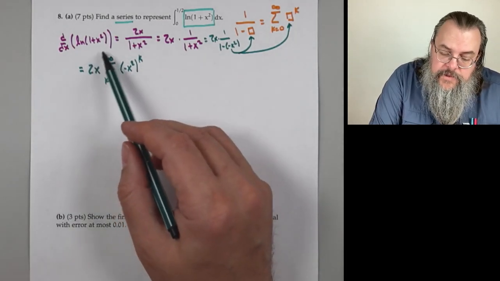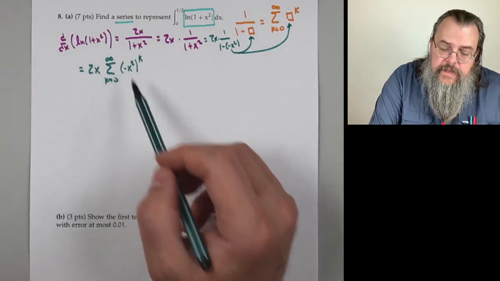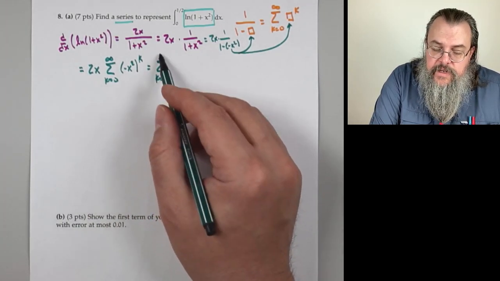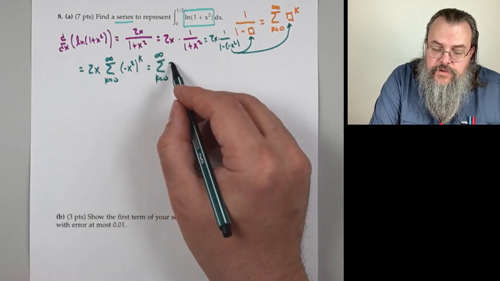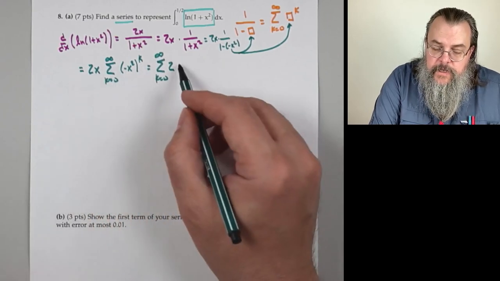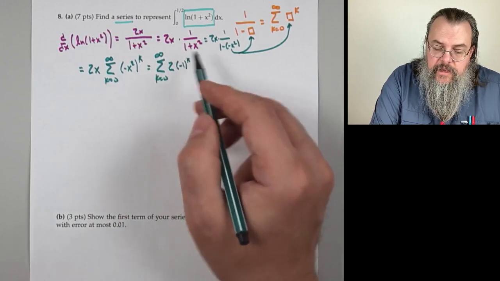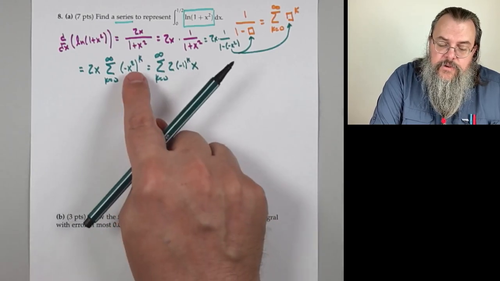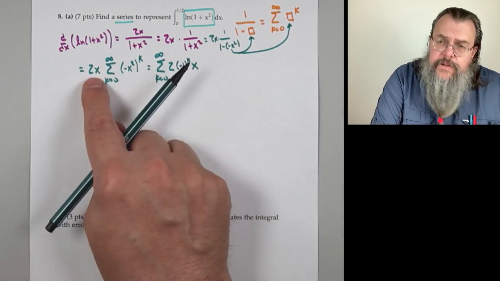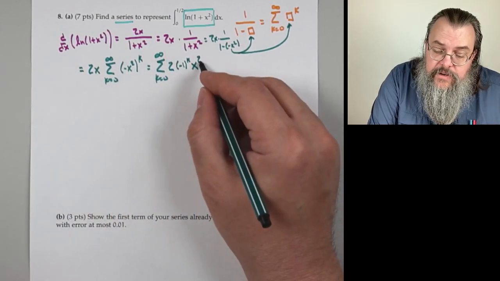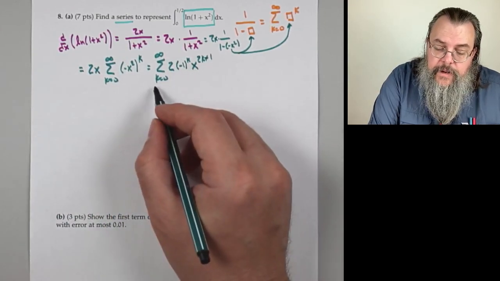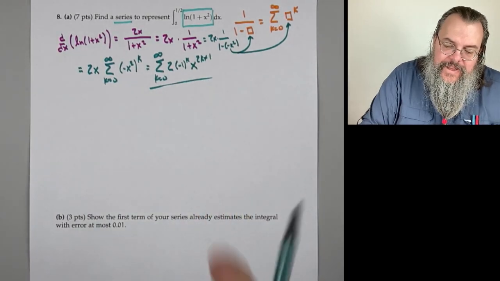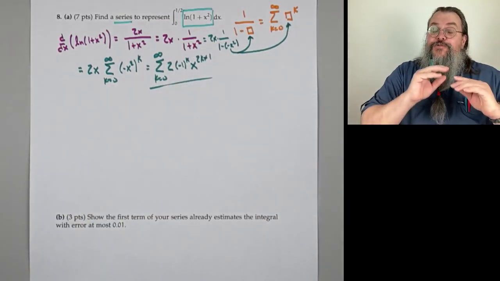Now we'll multiply the 2x through, expand this piece out, and we get the sum k equals 0 to infinity. We'll have a 2 coming from here. We'll have a minus 1 to the k, because I have that minus to the k. And then we'll have x to the power 2k, and then there's one more x. So x to the power 2k plus 1. And we're like, nice, sweet. So, does that go there? No.